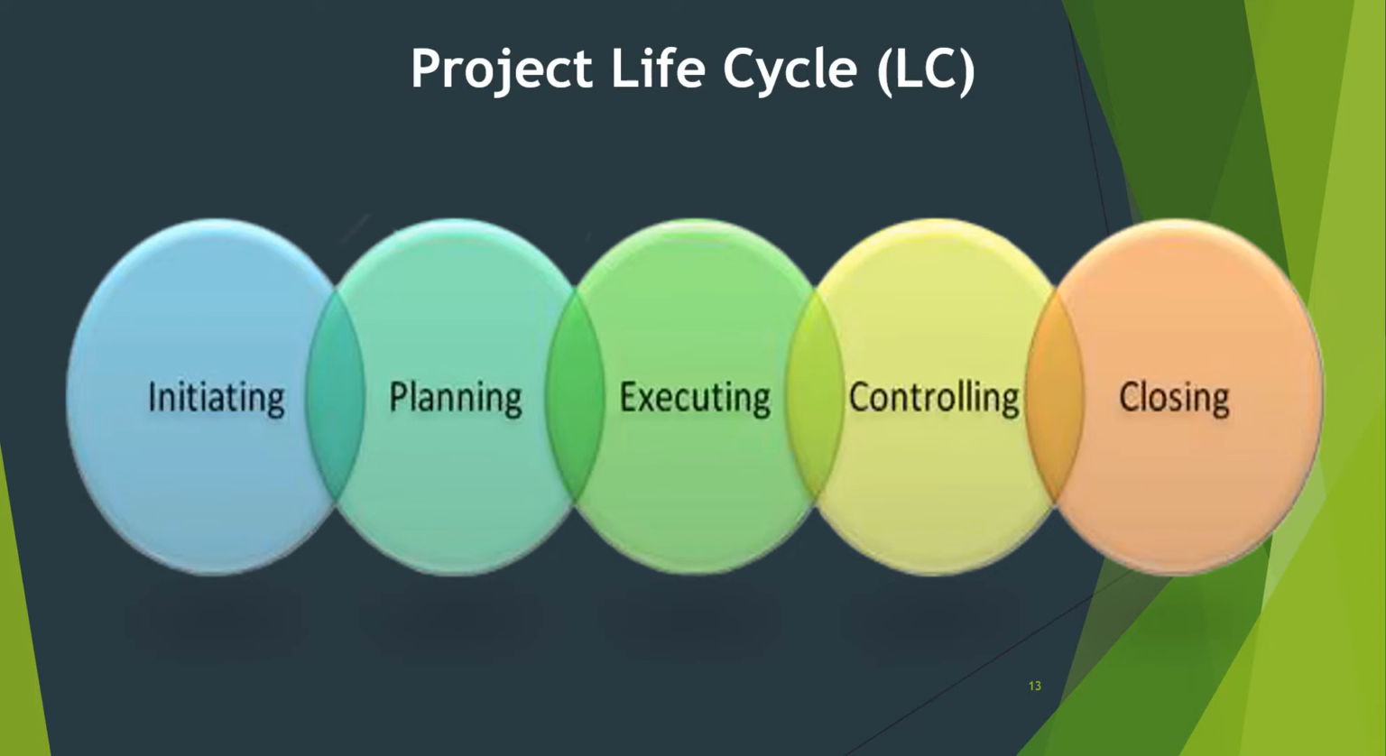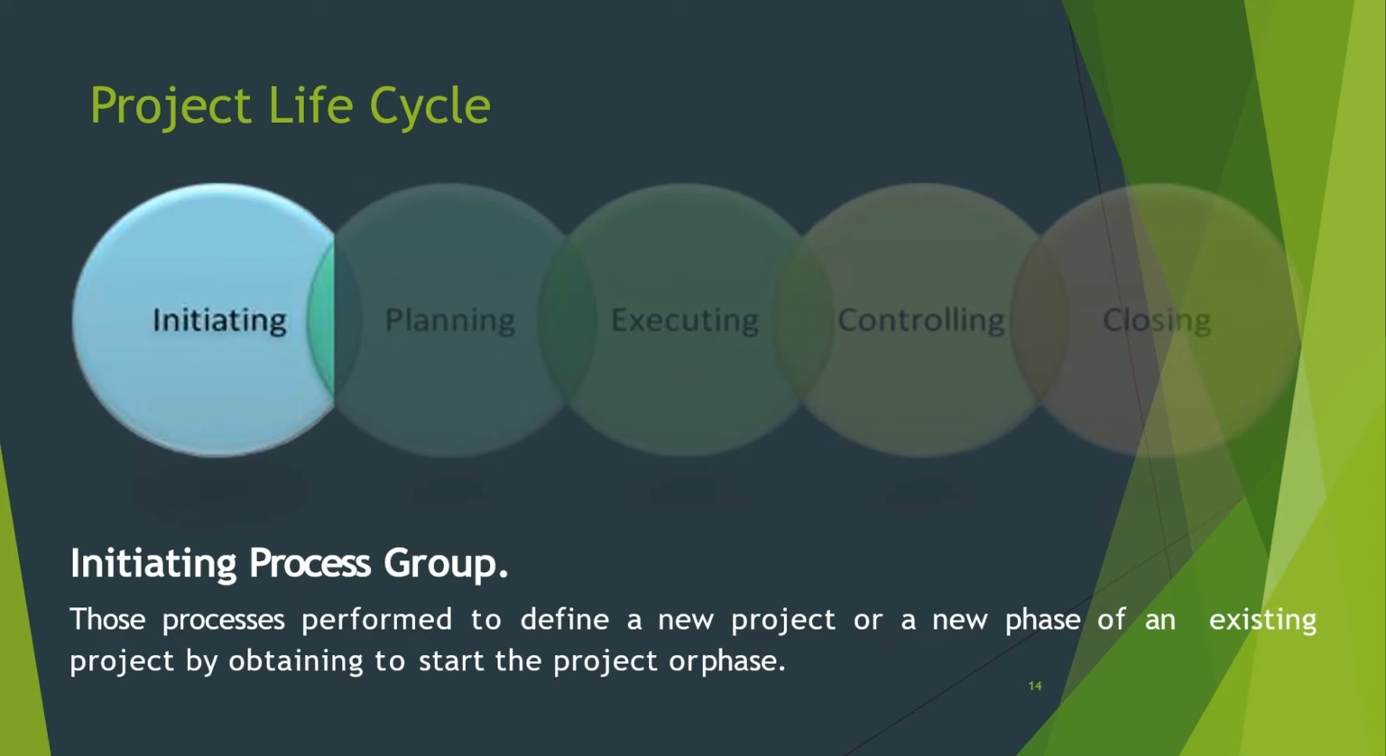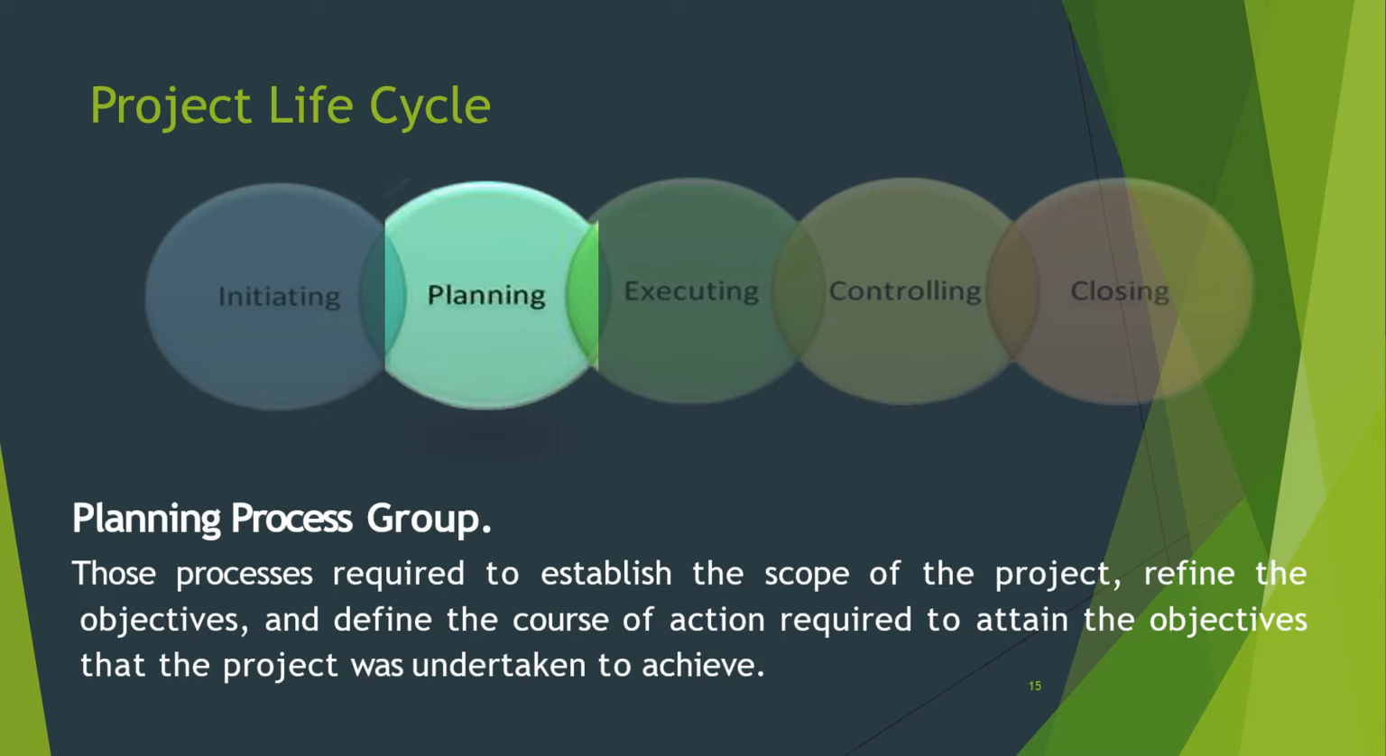So this is the project management life cycle, starting from initiation, planning, execution, controlling, that means monitoring and controlling, and then closing. In the initiation phase, processes are performed to define a new project or a new phase of an existing project by obtaining authorization to start the project or project phase. Then planning requires establishing the scope of the project, refining the objectives, and defining the course of action required to attain the objectives that the project was undertaken to achieve.